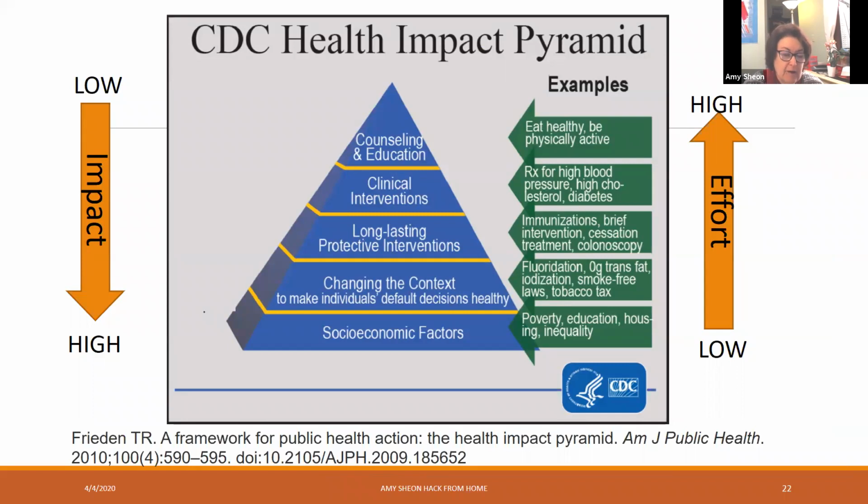Another fundamental public health perspective is when we think about the type.